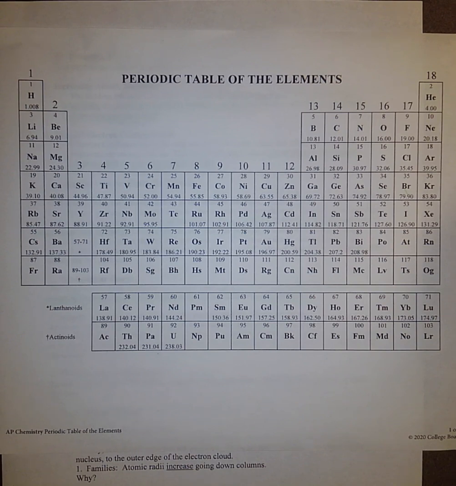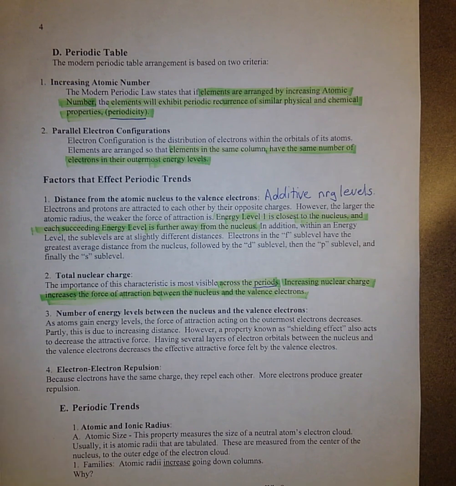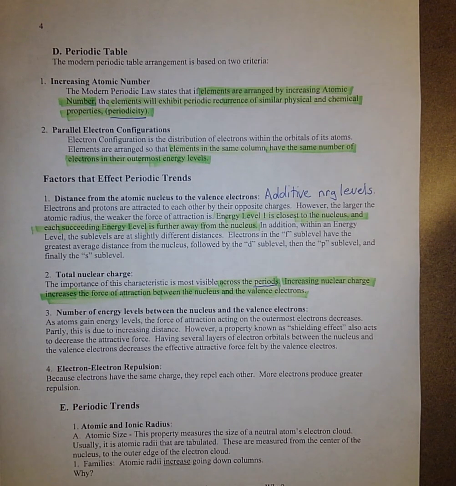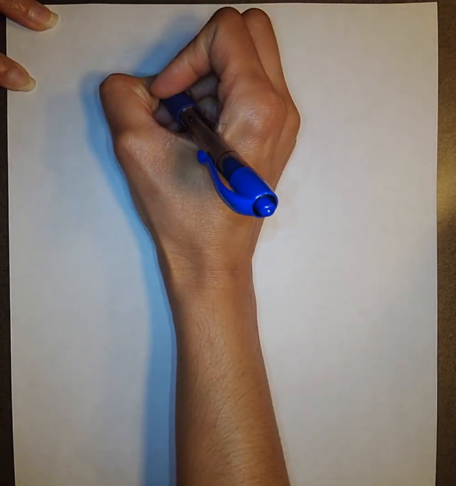So if we go back to your notes, let's talk about the factors that affect the periodic trends. There are four factors that affect the periodic trends, and that is distance from the atomic nucleus to the valence electrons, total nuclear charge, the number of energy levels between the nucleus and the valence electrons, and electron repulsion. But before you can even understand that, you really need to understand something called Coulomb's law. So let's write down Coulomb's law.